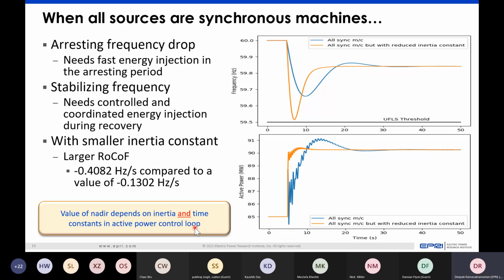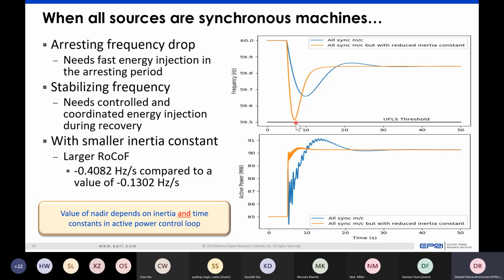So there's a significant difference in the way in which a coal power plant delivers its frequency response versus a gas power plant delivering its frequency response versus a thermal power plant delivering its frequency response, because the time constants in that active power control loop are different between these resources. So that also plays a role in where the nadir of the system lies and meets.